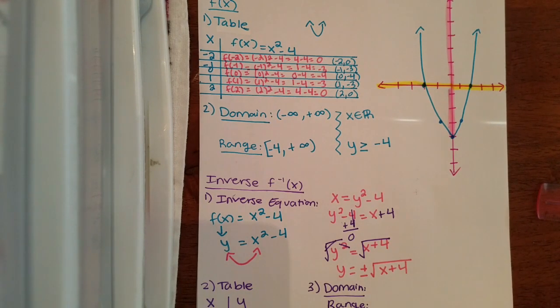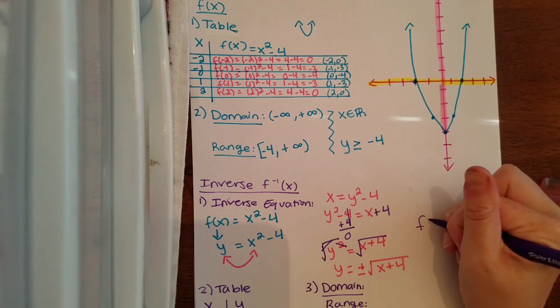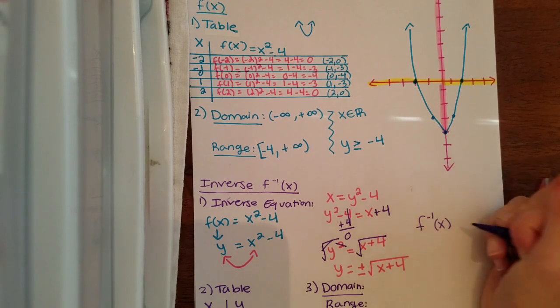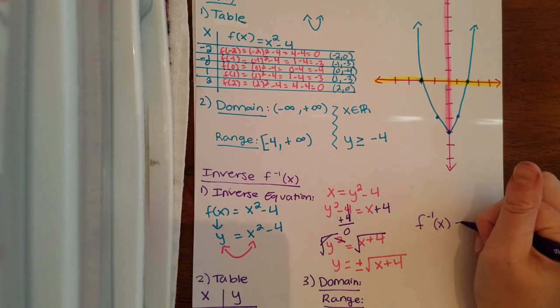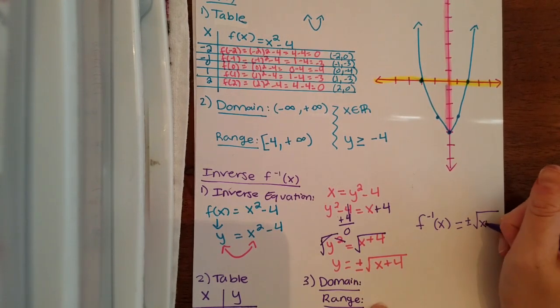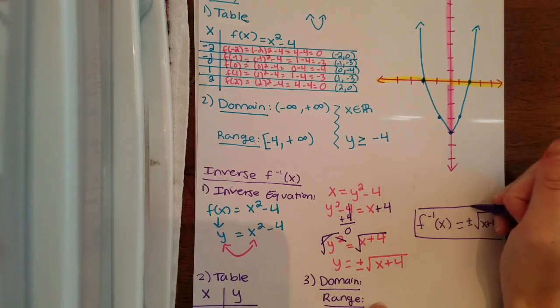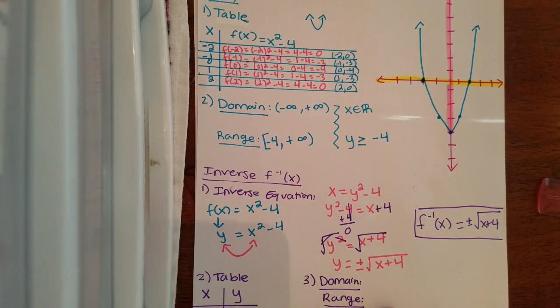So that is our inverse equation, but we like to use the fancy notation. So my final answer: the inverse of f of x equals plus or minus the square root of x plus 4. So that is our inverse equation. Wasn't that a blast, you guys?